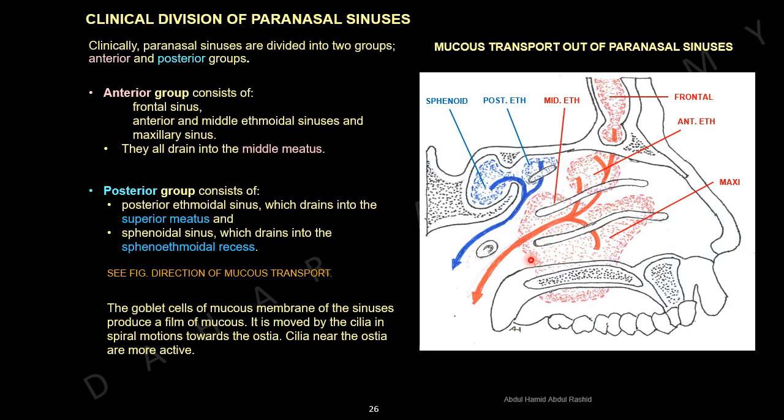transport here. The goblet cells of the mucous membrane of the sinuses produce a film of mucus. It is moved by the cilia in spiral motions towards the ostia. Cilia near the ostia are more active.